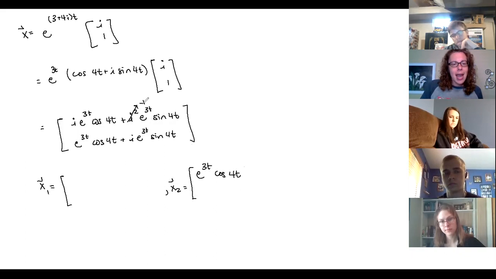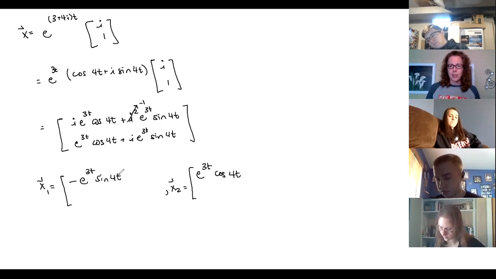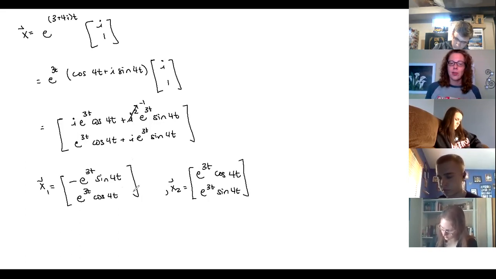Next part, negative e to the 3t sine of 4t. That's real, doesn't have any i's in it, so it goes with x1. That's the real part, it goes with x1. Second row, that first part goes with x1, e to the 3t cosine 4t. That doesn't have any i's, that goes with x1. And then the other part, e to the 3t sine of 4t, is imaginary, and it goes with x2. So there's my two solutions.